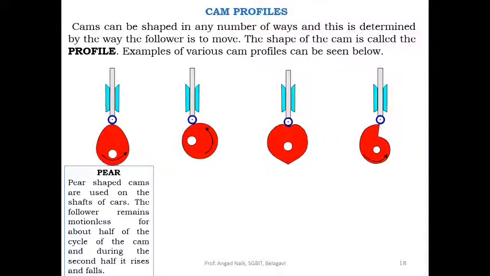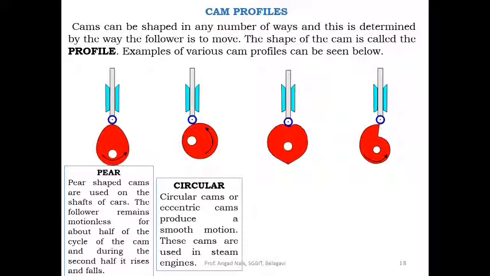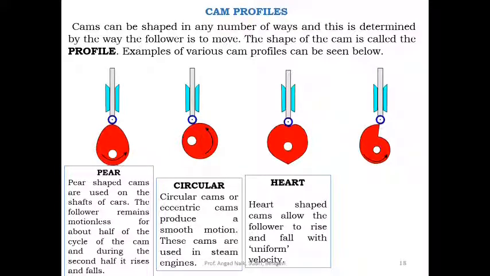Second one is the circular cams or eccentric cams, which produce a smooth motion. These cams are used in steam engines. Third one, the shape itself says, heart shaped cams. This allows the follower to rise and fall with uniform velocity.